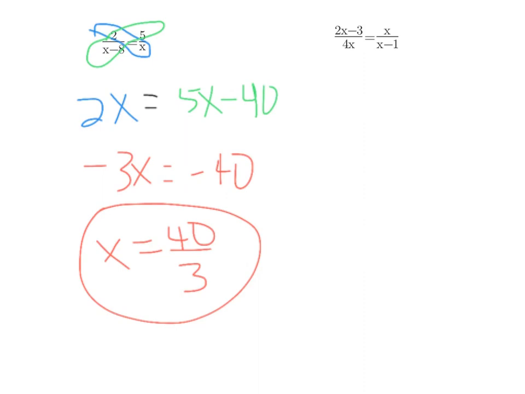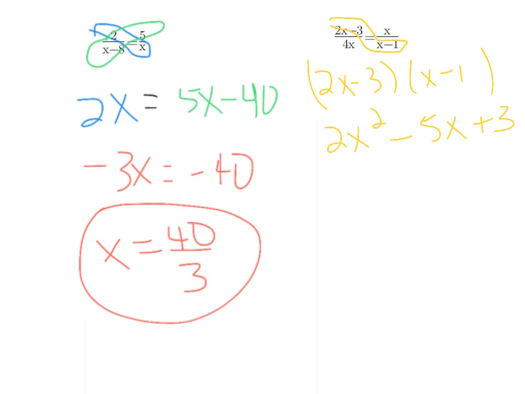Now looking at our second example, I would start off with my cross multiplication and multiply 2x minus 3 by x minus 1. When I use my double distributive property, I would multiply 2x by x to get 2x squared, 2x by negative 1 to get negative 2x, and negative 3 by x to get negative 3x, combine them to get negative 5x, and then multiply negative 3 times negative 1 to get plus 3.